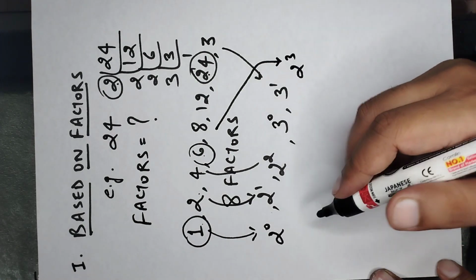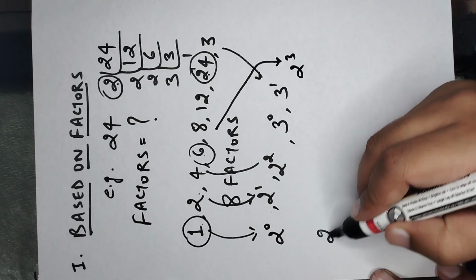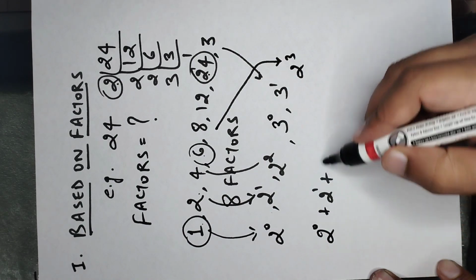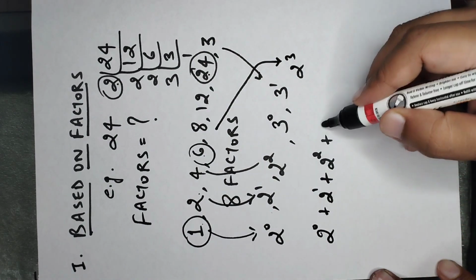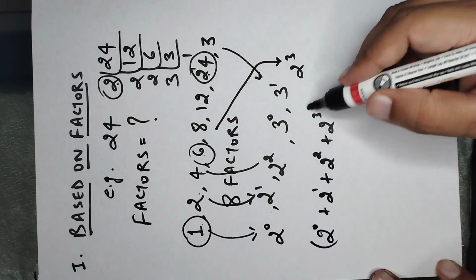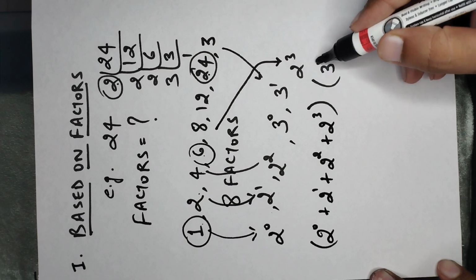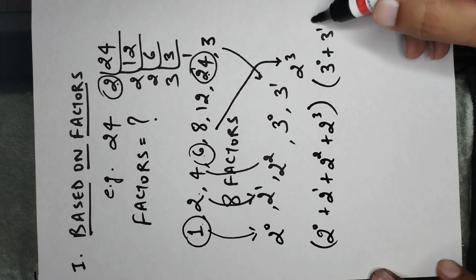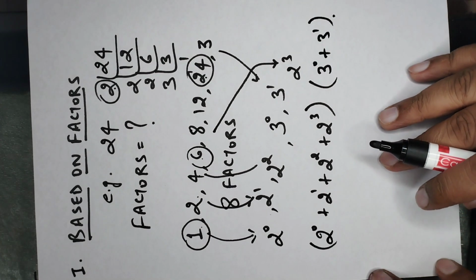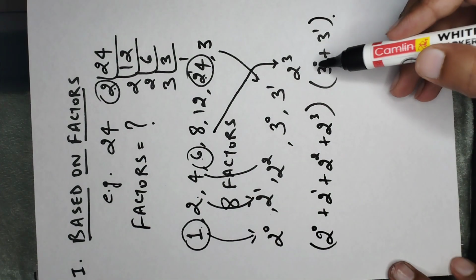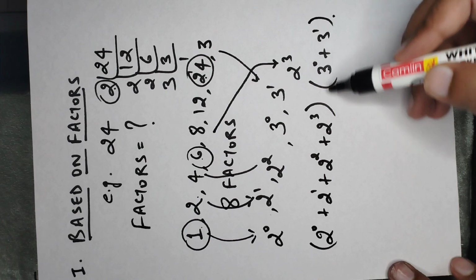So I have written all these numbers like this. So what I can do, I can arrange them like this: 2 raised to the power 0 plus 2 raised to the power 1 plus 2 raised to the power 2 plus 2 raised to the power 3. And then the remaining numbers I can write like this: 3 raised to the power 0 plus 3 raised to the power 1.